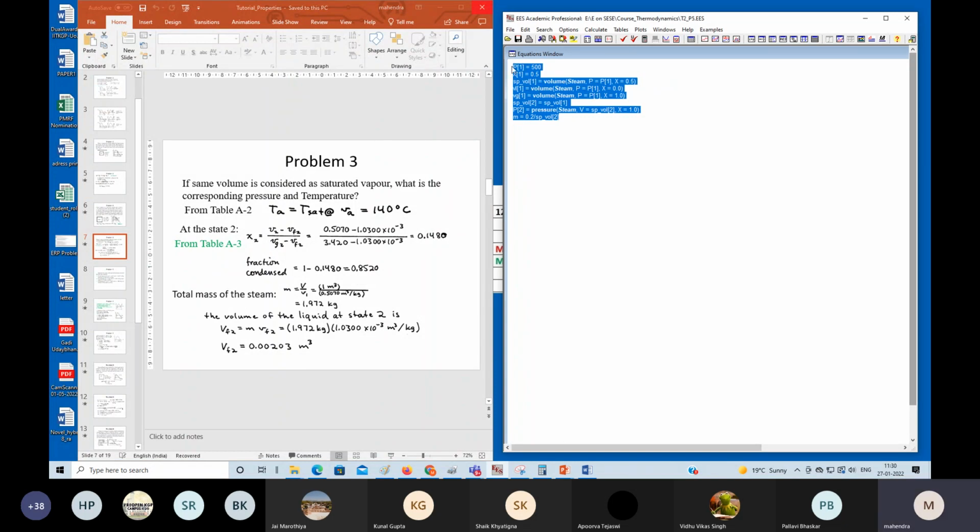In your final exam of thermodynamics, the question might come so that you need to solve it through EES, because of the paper. I hope so, but I'm not sure. The paper would be coming from the central team.